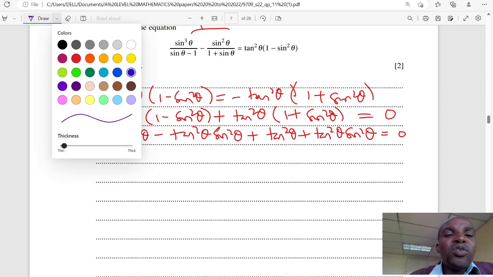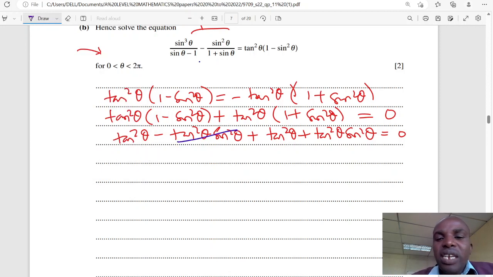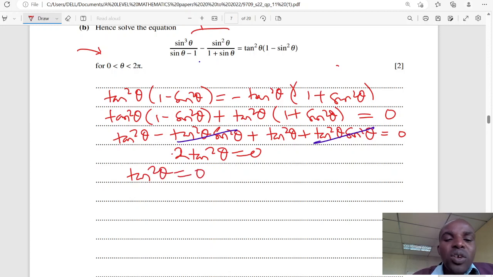Right, if you can check, we have two items that are the same, this item and this item. It's minus and plus, so they will cancel out and be 0. So we'll be left with tan squared theta plus tan squared theta, which is 2 tan squared theta, equal to 0. Then divide both sides by 2, you get 0. Then tan theta is equal to 0.